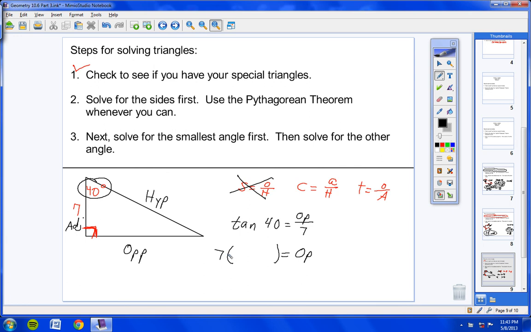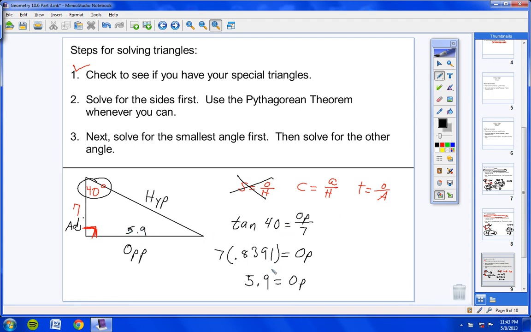So we have 7 times the tangent of 40, or in other words, 7 times 0.8391. Multiply those two numbers together, and you will get 5.9. 5.9 equals your opposite side. So I come right over here. I'm going to put 5.9.